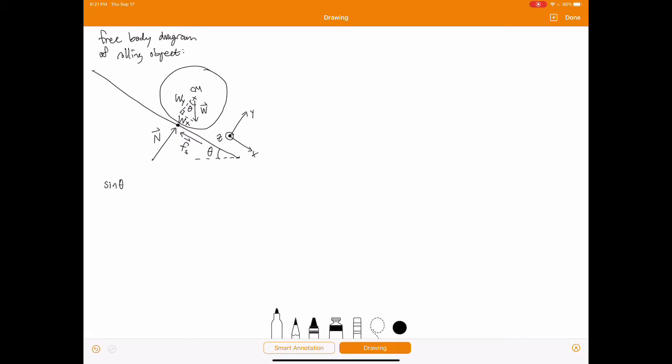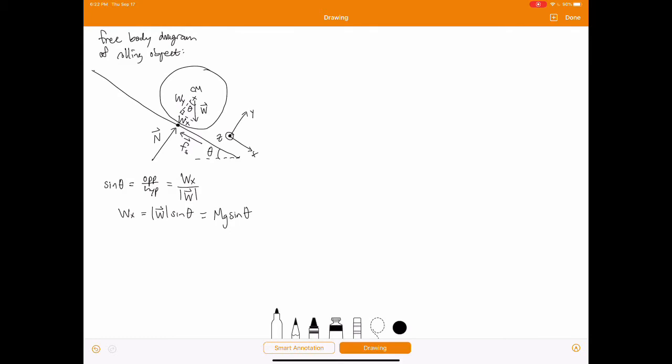Remember, sine theta is the opposite side over the hypotenuse in a right triangle. In the triangle we just constructed, the opposite side is wx. And the hypotenuse would be the magnitude of the vector w. So wx should be the magnitude of the vector w times sine of theta. And remember, the weight is given by m times g, so we have mg sine theta.